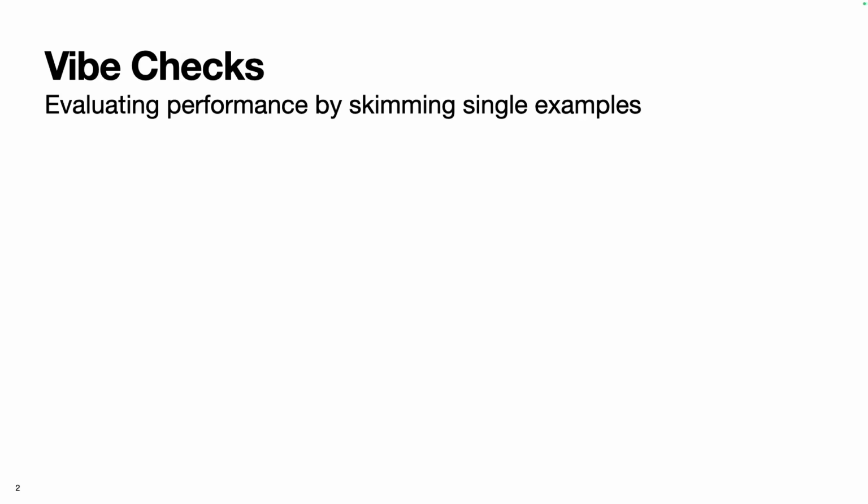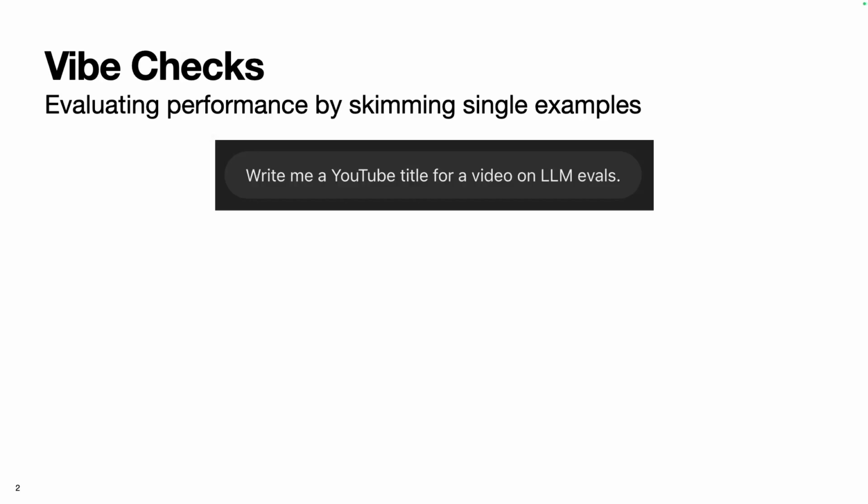conversion tool. So jumping right into it, typically when building any kind of application that involves a large language model, the first and most common way to check if the prompt that you're passing to your LLM is any good is by doing a so-called vibe check. Essentially, this is where you evaluate the performance of a prompt by skimming its corresponding outputs one example at a time. For instance, if I wanted GPT to write a YouTube title for me, I might start by asking it this prompt here: write me a YouTube title for a video on LLM evals.